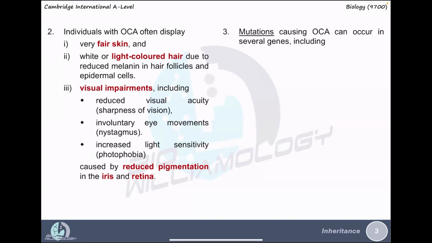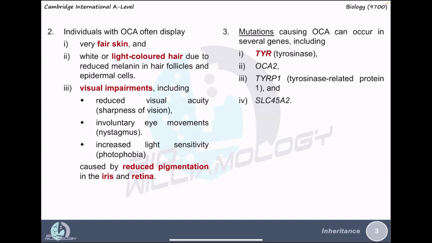Mutations causing OCA can occur in several genes, including the TYR or tyrosinase gene, OCA2, TYRP1 or tyrosinase-related protein 1, and SLC45A2 genes. However, in our syllabus, we focus on the tyrosinase gene.